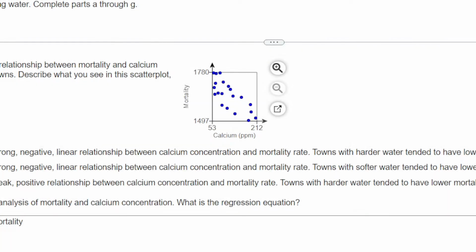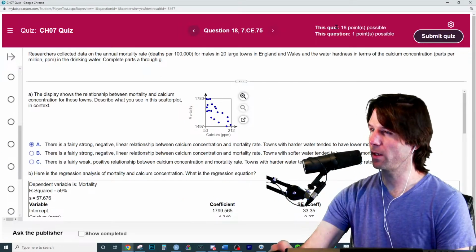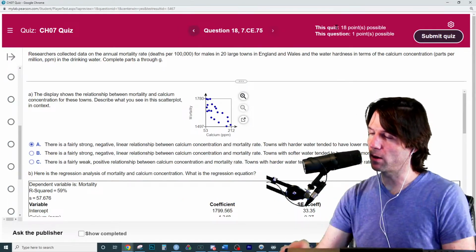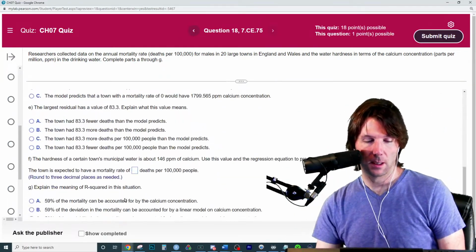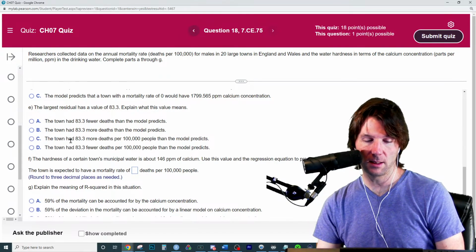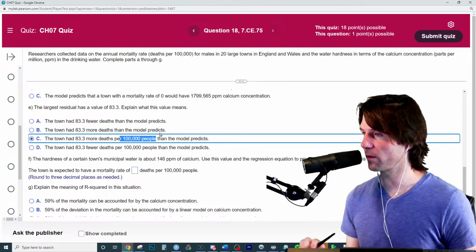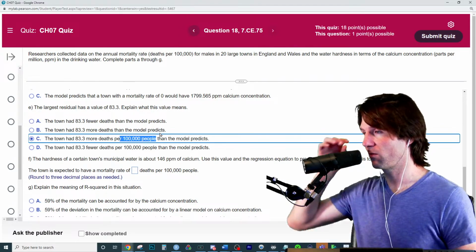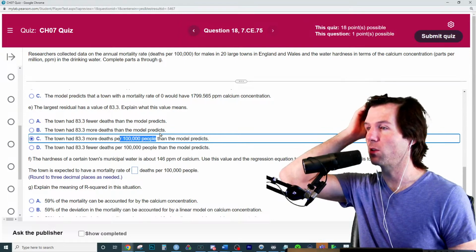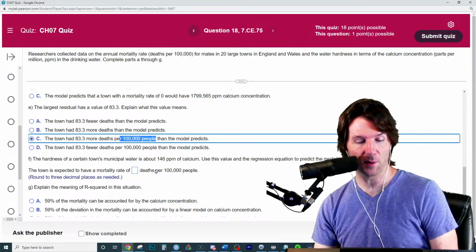And that's just a hypothetical. It's good to draw things out and say, well, that means it's going to be higher than we predicted it to be. So the town had this many more deaths, and it is in units of 100,000. Make sure, I think I've missed this one before, you have to do the units of 100,000 because it's per 100,000. I've missed that before.